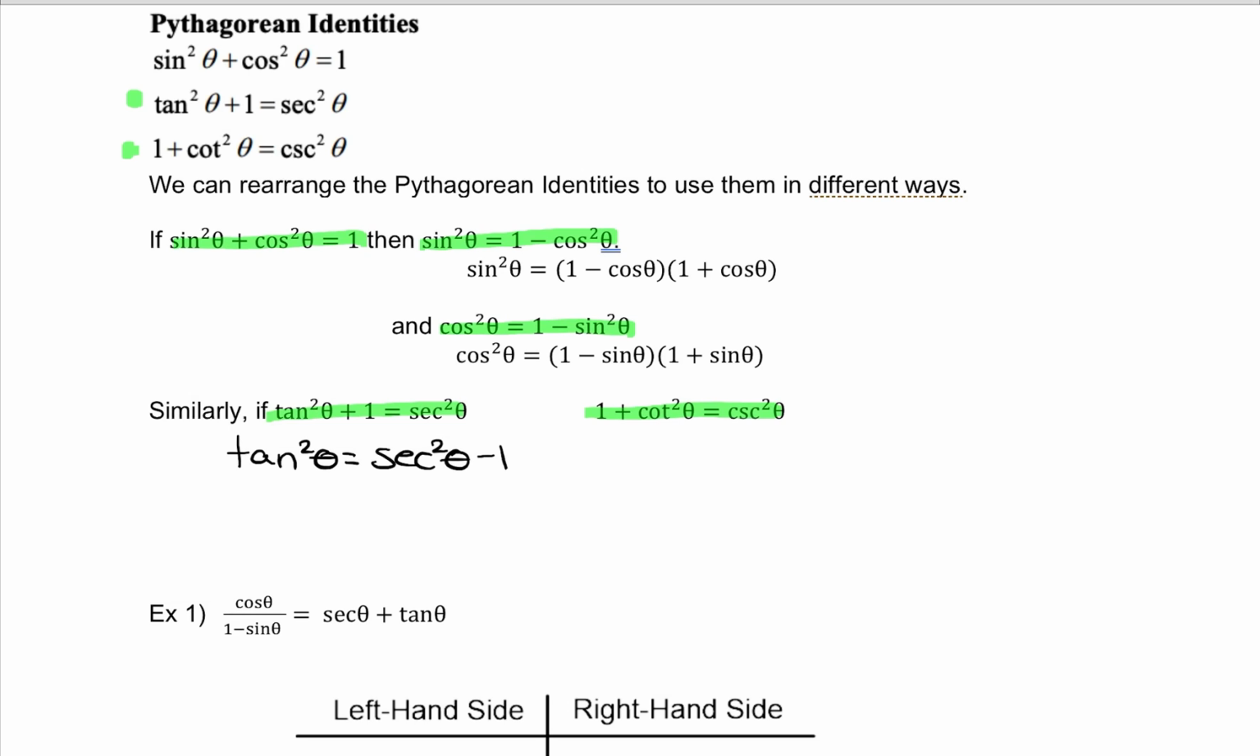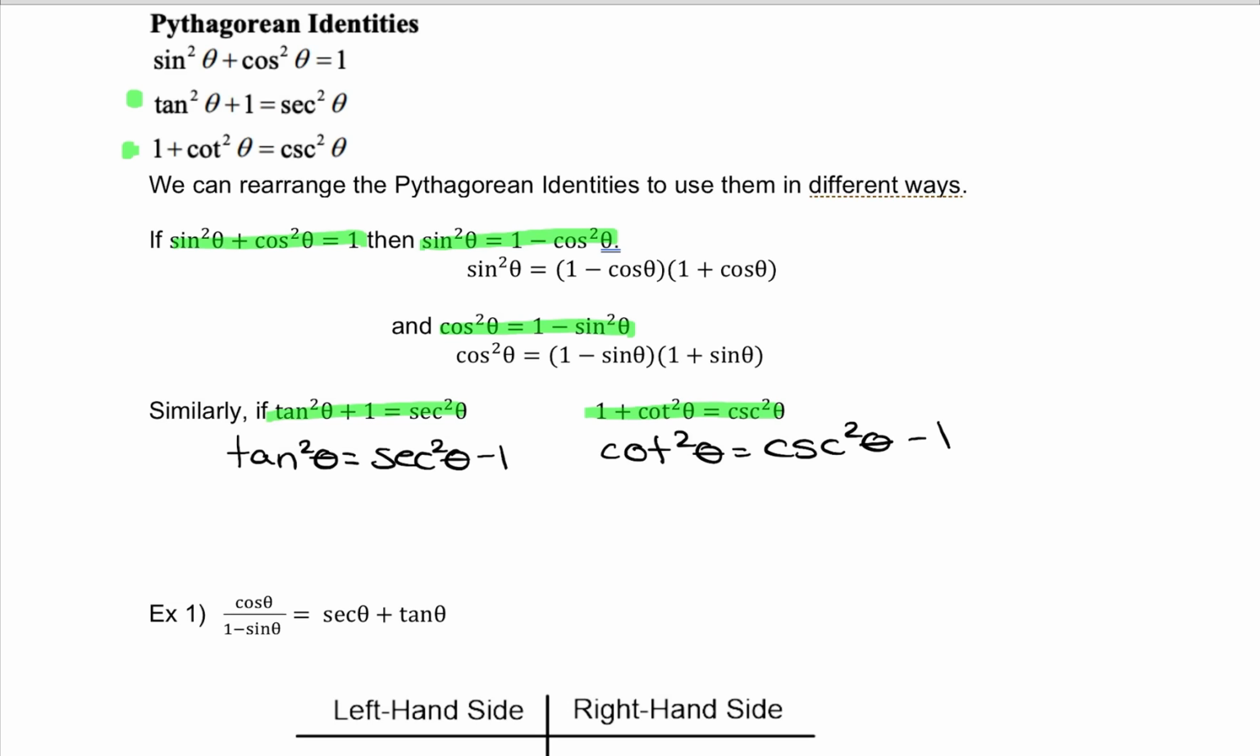Okay, so that's another identity. In the second one, the one with the cotangent, we could get cotangent by itself by keeping the cosecant where it is and moving the 1 over by subtraction. So these are other identities that we could work with.